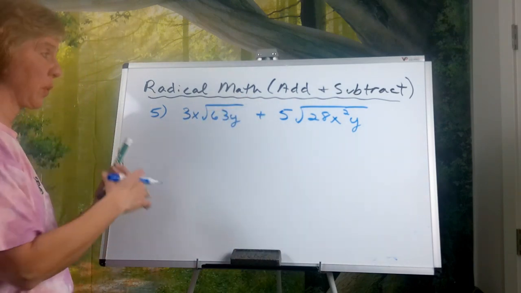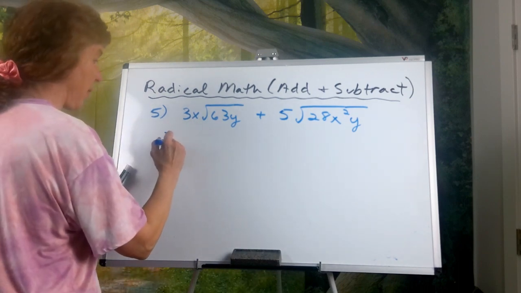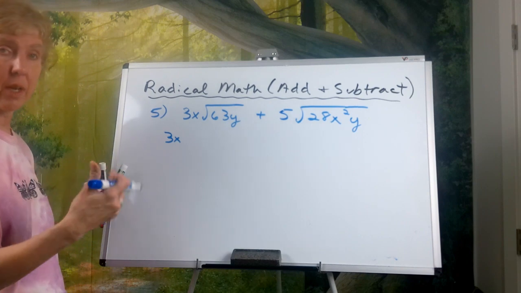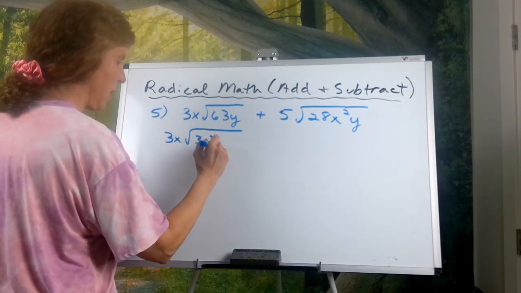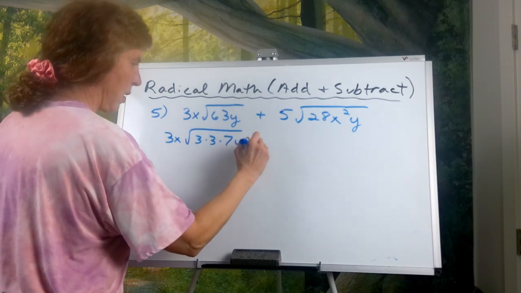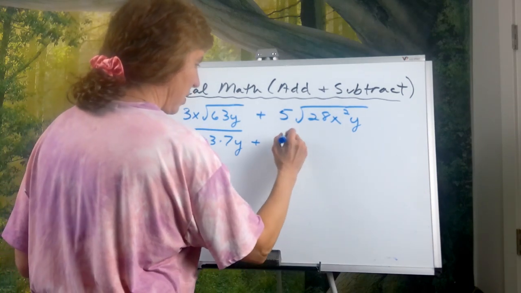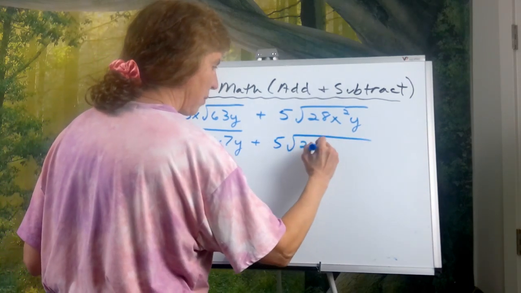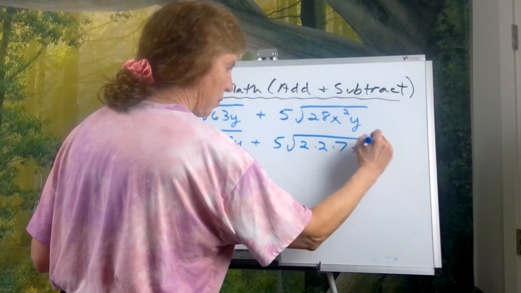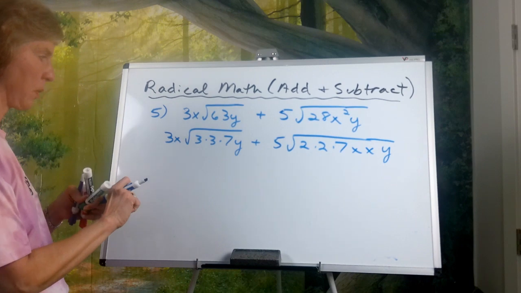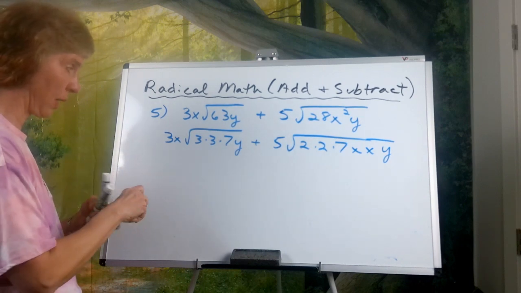I'm going to simplify both radicals and see if we can make them look alike. So I'm going to prime factorize 63, which is 9 times 7. 9, of course, is 3 times 3 times 7. 28 is 7 times 4. So that would be 2 times 2 times 7. And I'm going to write the x's and y's out as well, just so that we're really clear about what's going on. All right, now I'm going to break anybody out of jail that I can.